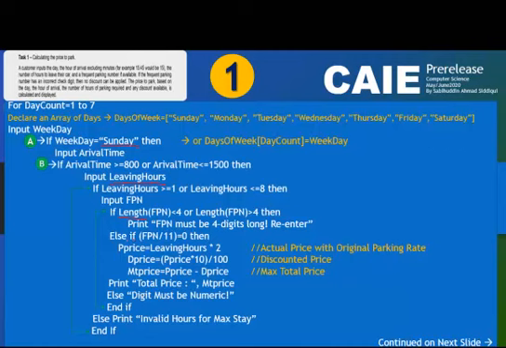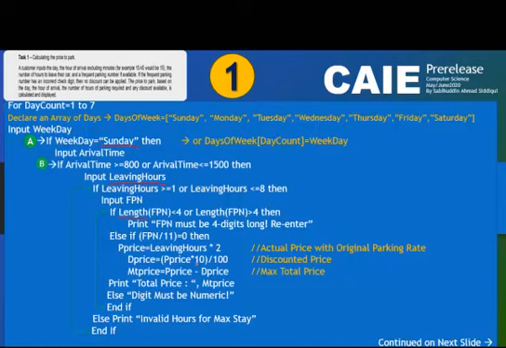Else if, that means again you are checking the code for applying modulo 11. If FPN divided by 11 equals 0, that means there is no remainder, then you are setting the price. This is P price, I have kept the name P price. That means the actual price with the original parking rate. Then this is the discounted price. That means you are applying a 10% discount. Discounted price is P price multiplied by 10, which is the 10% discount for parking from 8 to 15, divided by 100.